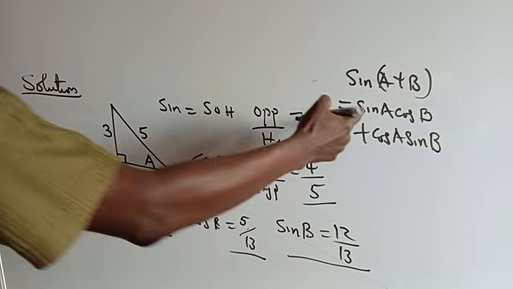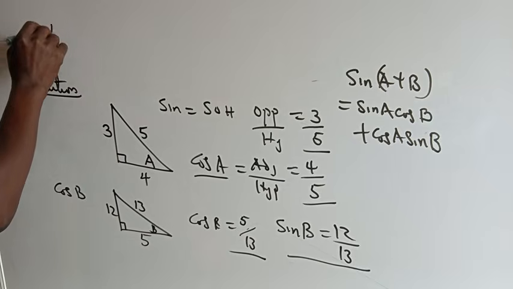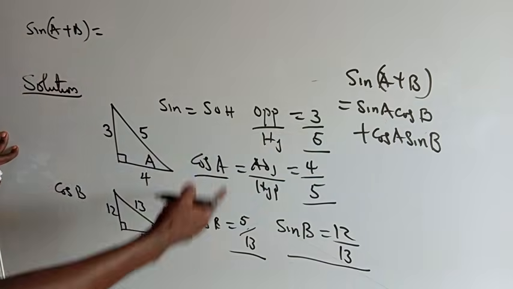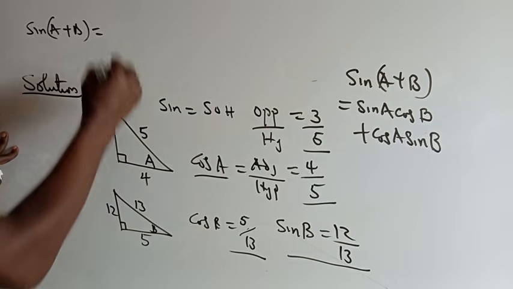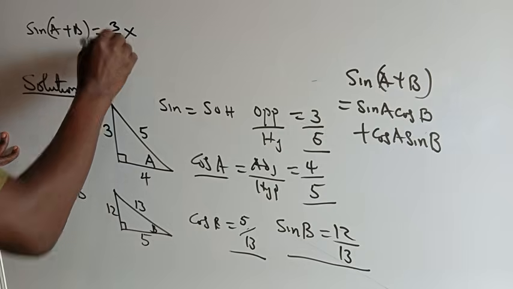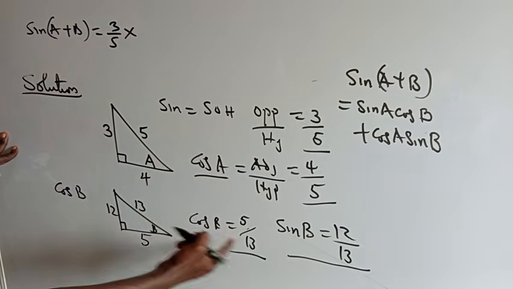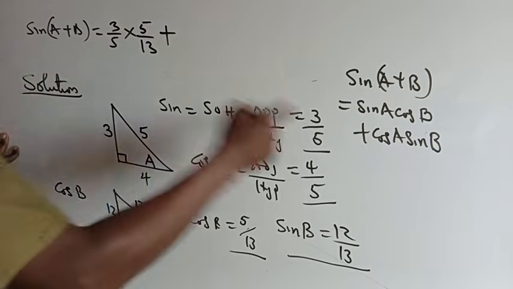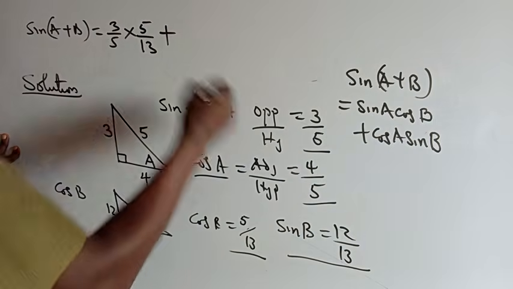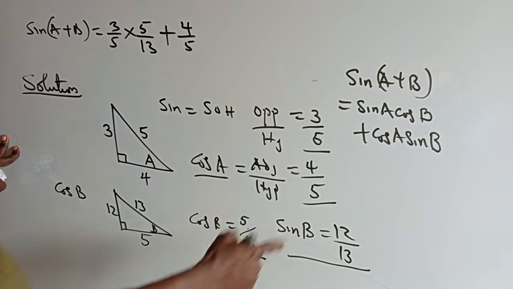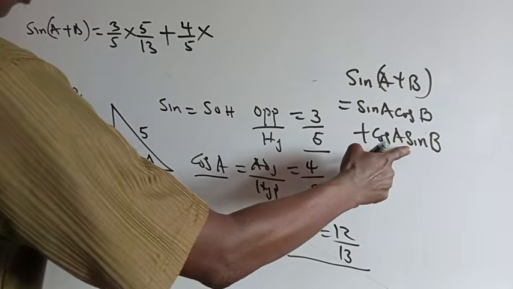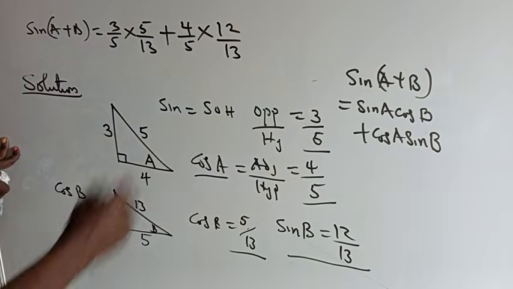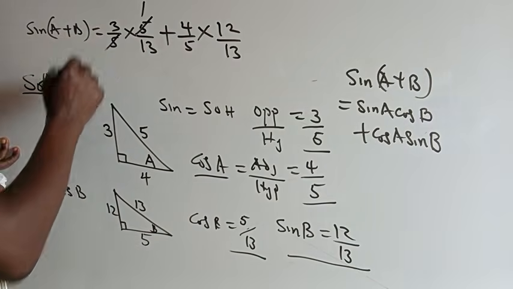Sine A plus B is now: our sine A is 3 over 5, beautiful, multiplied by cos B, which is 5 over 13, fine. Then plus cos A, which from here is 4 over 5, yes, multiplied by sine B, which is 12 over 13. So this 5 cancels this 5.